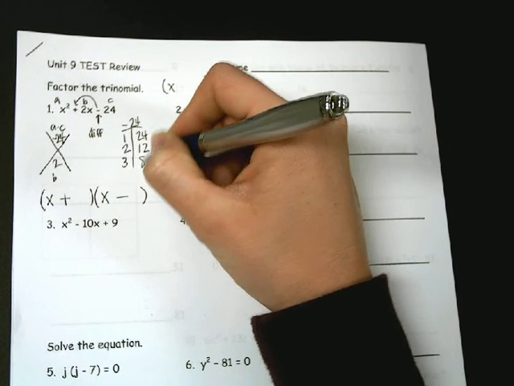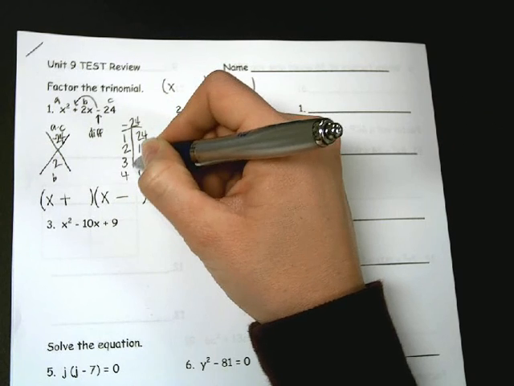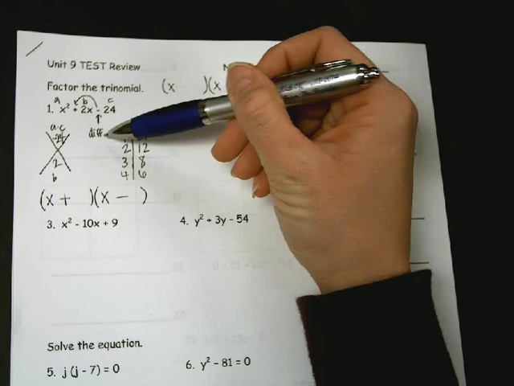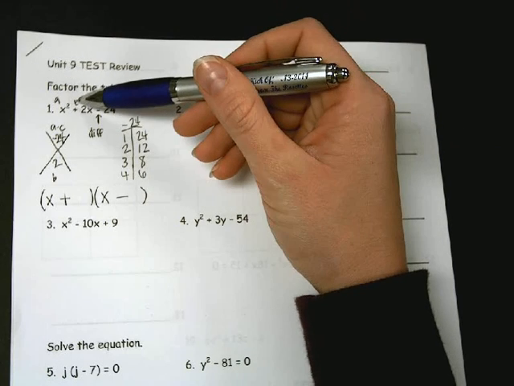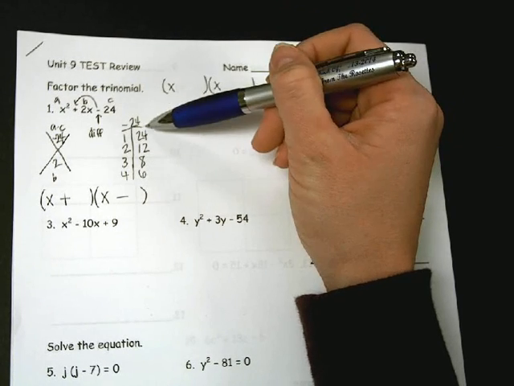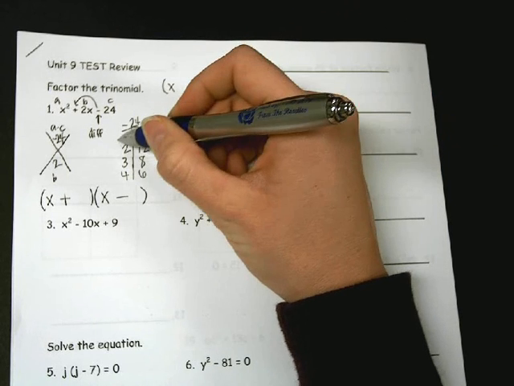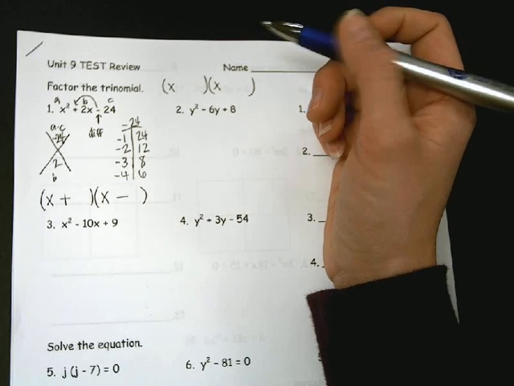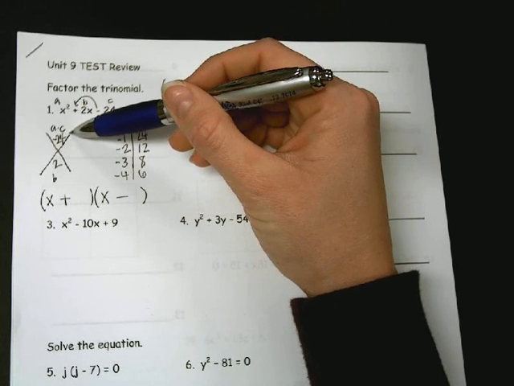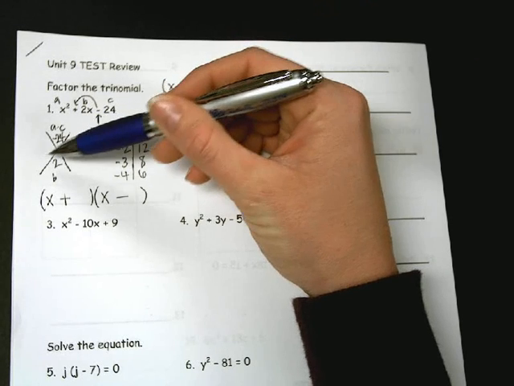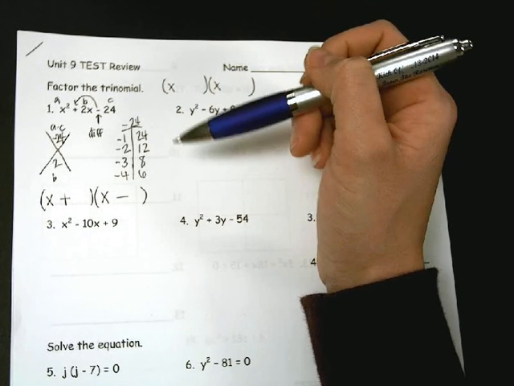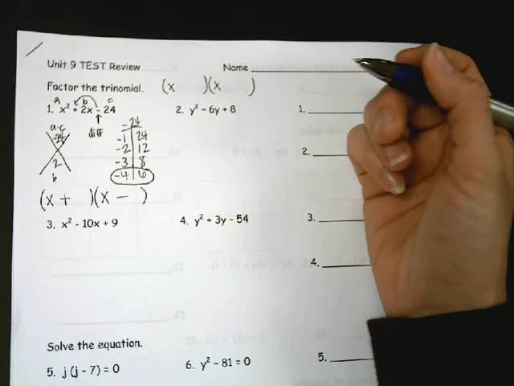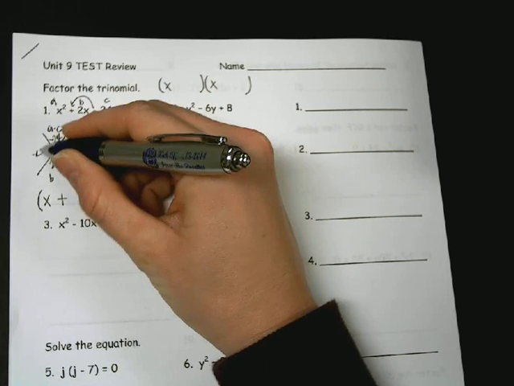Then I need to think about my signs, because I know my signs are going to be different, and the larger number is positive. So I keep all my large numbers positive and all my small numbers negative. I'm looking for the combo of numbers that multiply to give me negative 24 and add to give me 2. I see that negative 4 and 6 are going to be that combo. Negative 4 times 6 is negative 24, and when you add them together, you get 2.